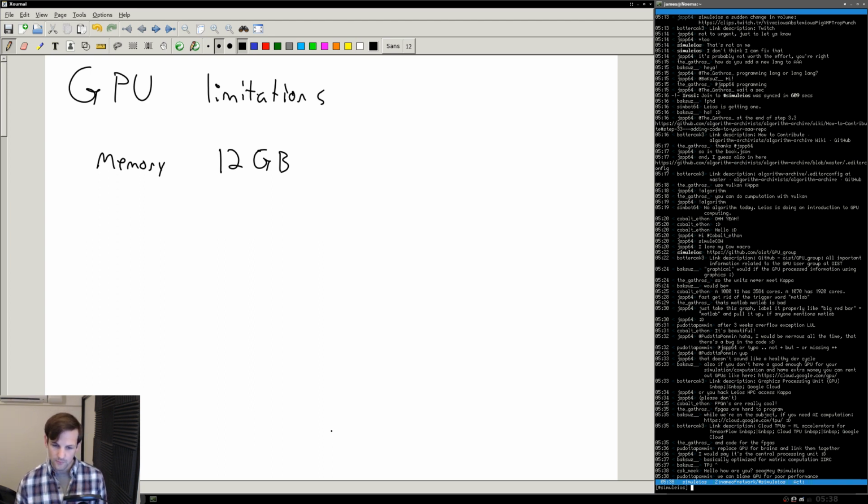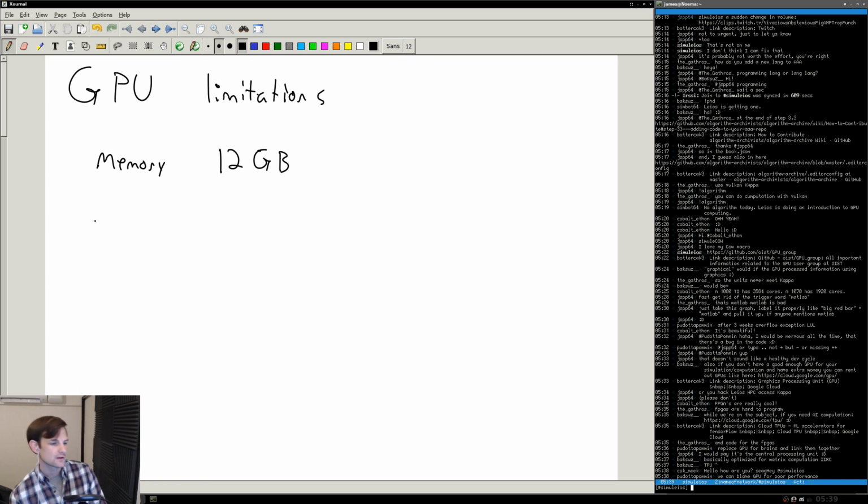We can blame GPU for poor performance. I mean, not usually. Usually the CPU you can blame for poor performance. There we go, I can say it. But the GPU can be blamed for having a low amount of memory.